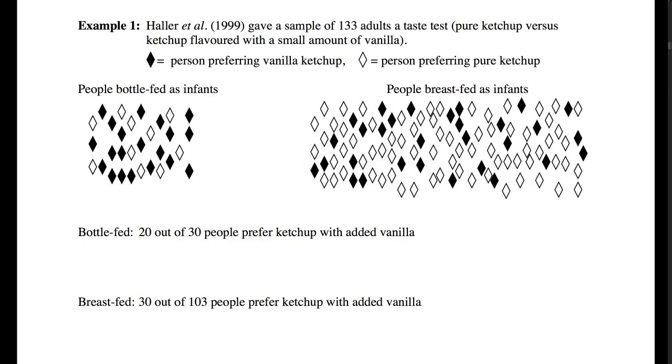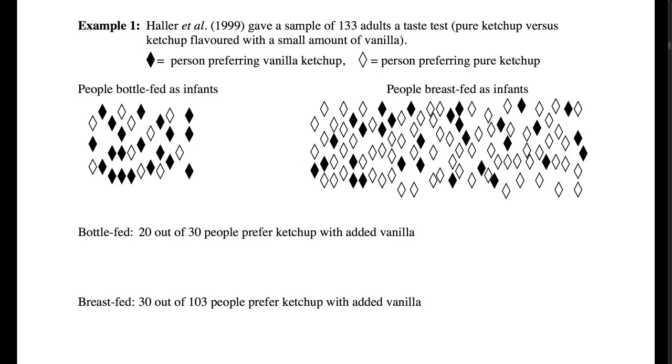One of them was just a normal ketchup, nothing unusual. The other one was the same ketchup, but with a little bit of vanilla flavouring added. And then, after people had said which one they preferred, they answered a series of questions. Now, one of those questions may sound a little bit odd, but it relates to a hypothesis, an idea about what would happen that the psychologists had.